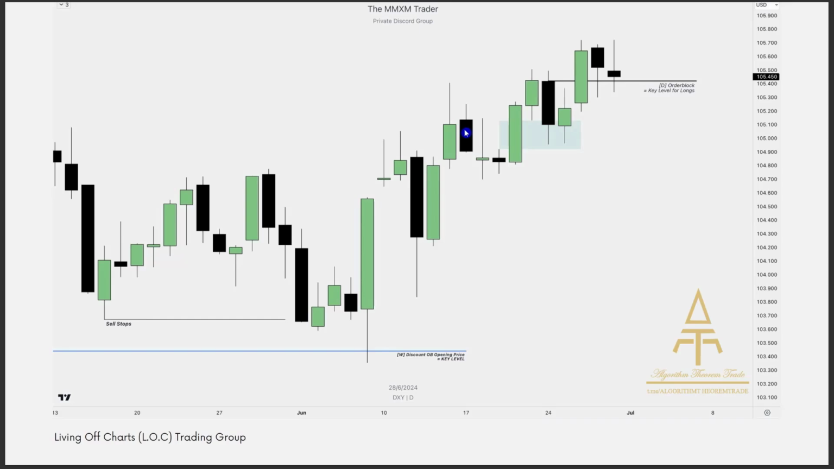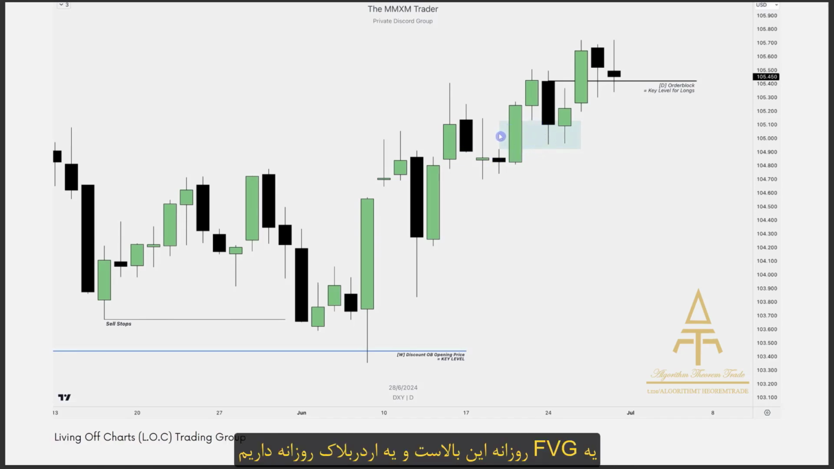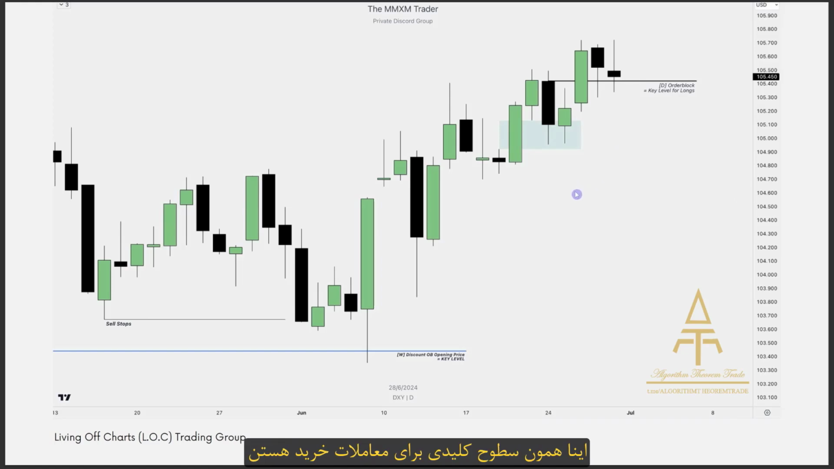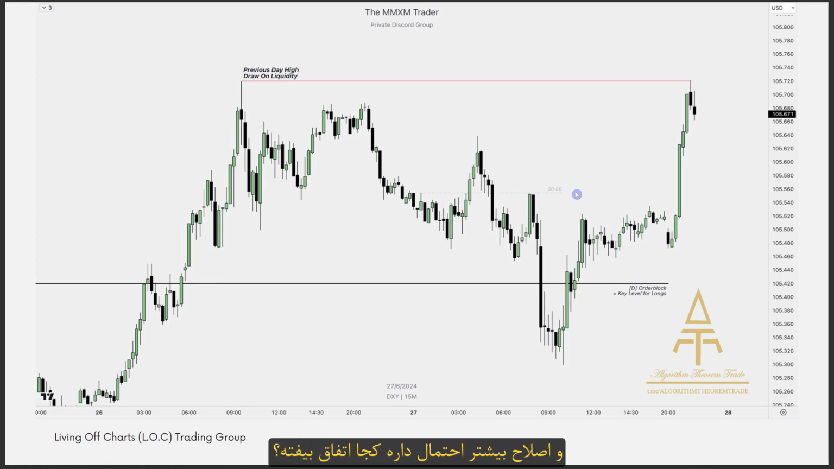Now over here we've got another DXY chart. This is the daily chart. We're outlining those key levels, right? We had that daily fair value gap over here and the daily order block. So these are key levels for longs. If we go to the 15-minute chart, now we can actually look for those market cycles, right? I want you to look at this chart and see where the consolidation is happening, where the manipulation is happening, where that retracement is most likely to happen, or where that reversal is most likely happening.